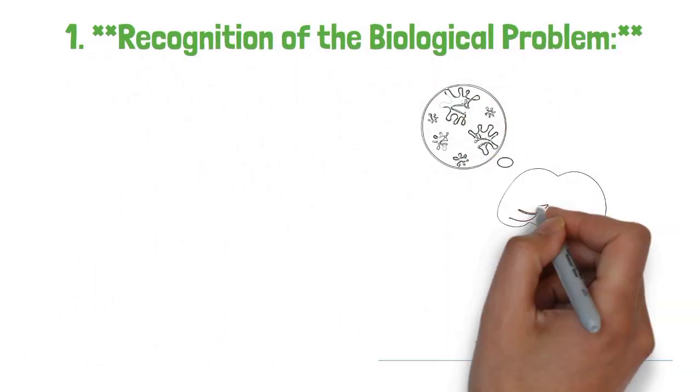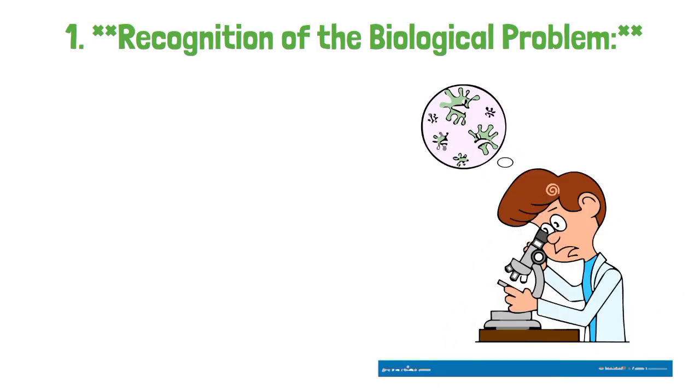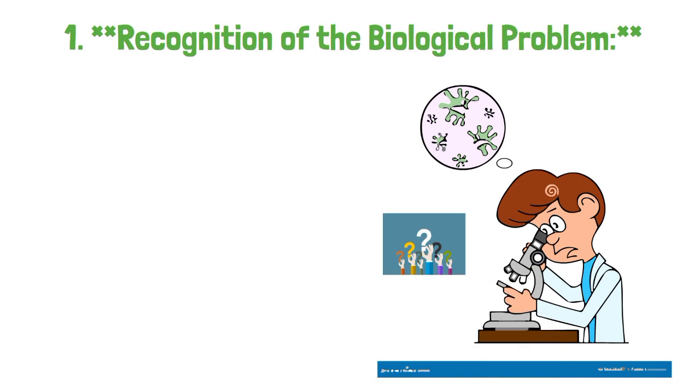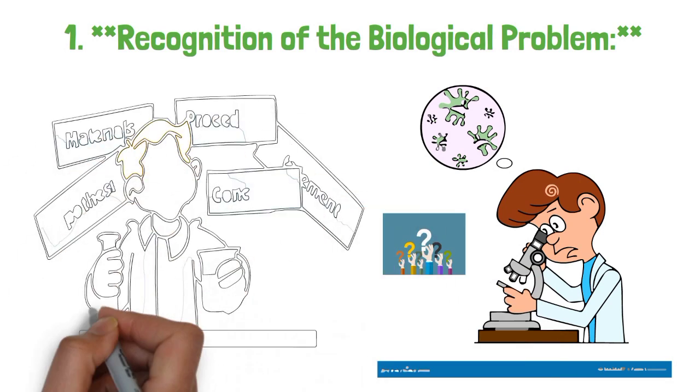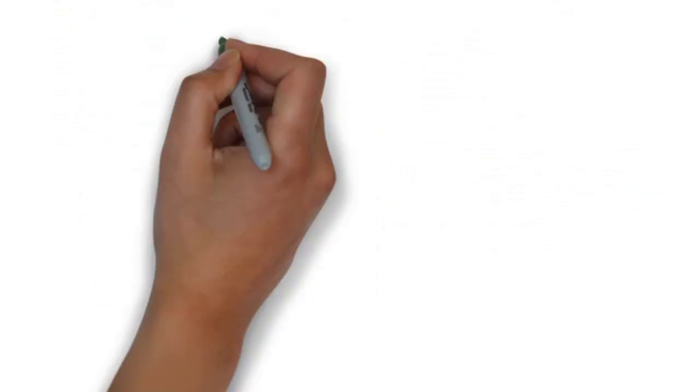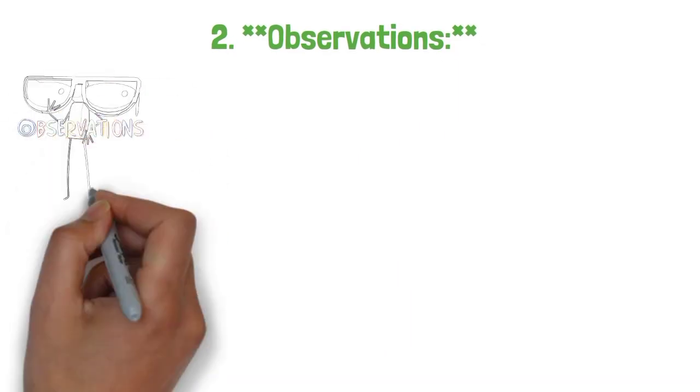1. Recognition of the biological problem. This is where a biologist identifies a specific question or issue related to living organisms. This could be something that someone else has asked or a question that they've come up with themselves. 2. Observations. The first step in solving a biological problem is to make observations.